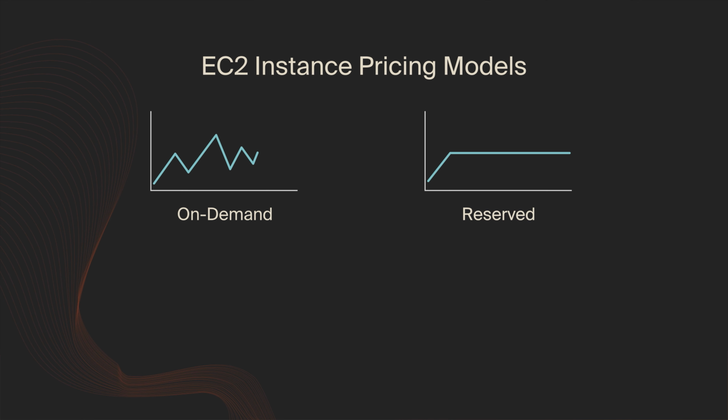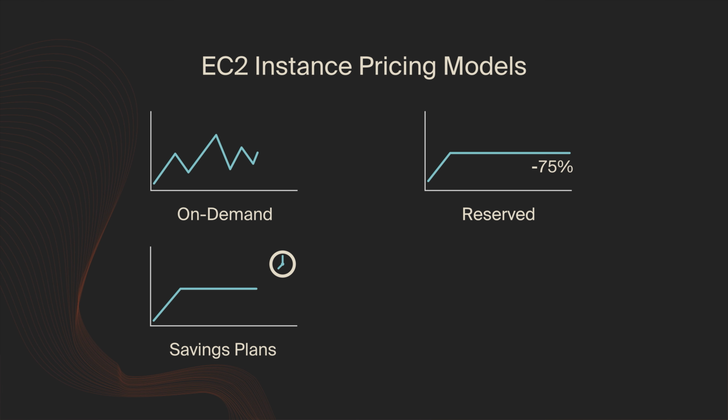Reserved instances give you massive discounts, up to 75% if you commit to an instance for 1 to 3 years. If your workload is running 24/7, this is one of the best ways to save money. Savings plans work like reserved instances, but are more flexible. Instead of locking into a specific instance type, you commit to a certain spend per hour across multiple instances.